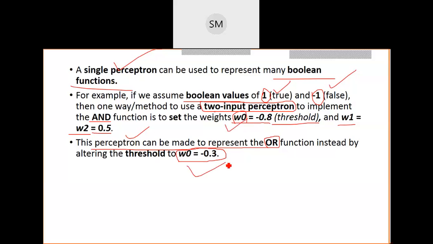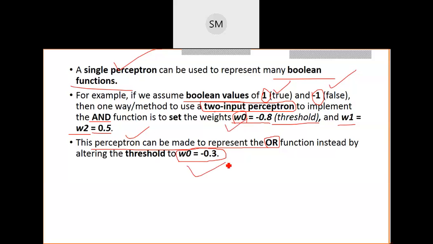In detail we will get into these weights and x1, x2, xn and how to do all these calculations in the next topics. Just for your idea, I am telling you the main concept here: perceptrons can also be used to represent Boolean functions. That's all. So it may be AND, it may be OR.